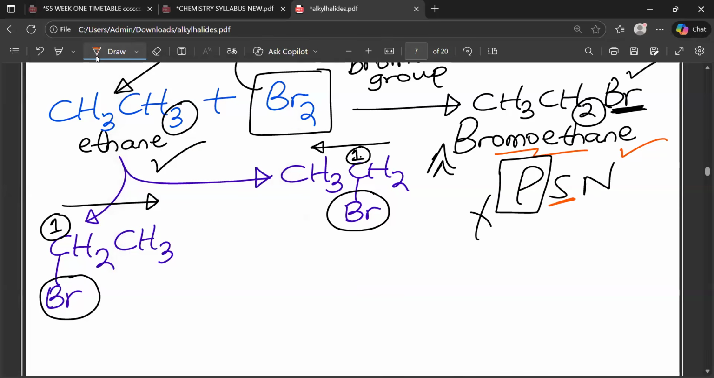The side group is the Br, bromo. And this is the name of the parent alkane, which is ethane in this case. I don't know if people are following well. The position is not necessary.